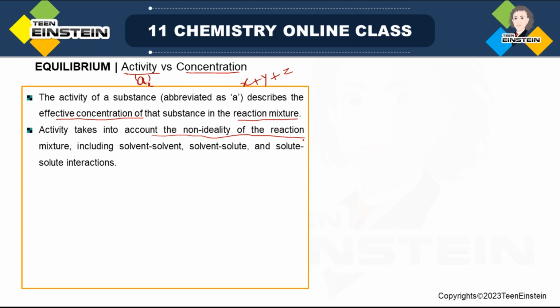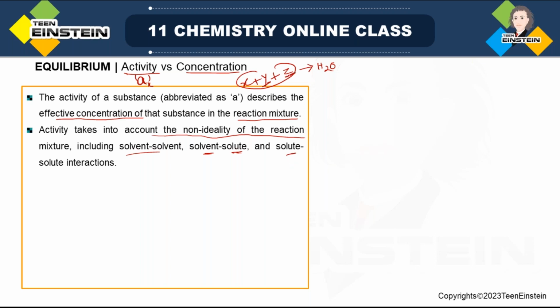non-ideality of the condition, non-ideality of the reaction mixture. Because when you have reaction mixture, there will be some solvent-solvent interaction. Suppose all these three species present in water. So there will be interaction between two water molecules. Then there will be interaction between water molecule and solute. Then there will be interaction between solute and solute.